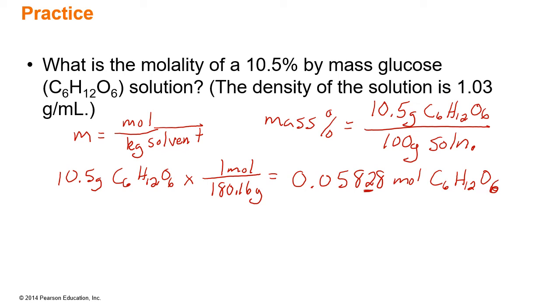Now we want to find our denominator. So we want to go from grams of solution to kilograms of just solvent. So we need to subtract out. Remember, solution is solute and solvent. So we have to do a quick subtraction of our solute. If we take our 100 grams of solution and subtract off the 10.5 grams of the glucose, that leaves us with the grams of water.